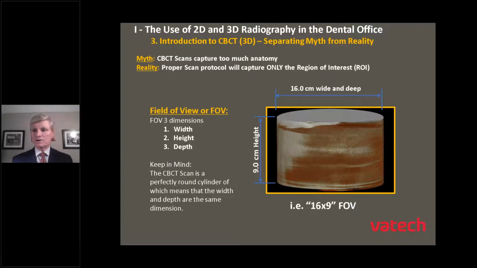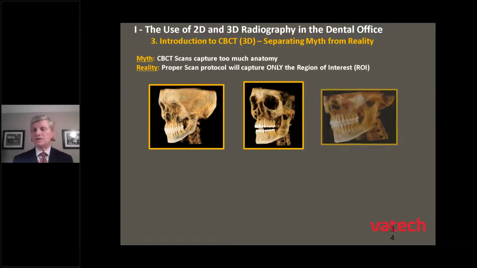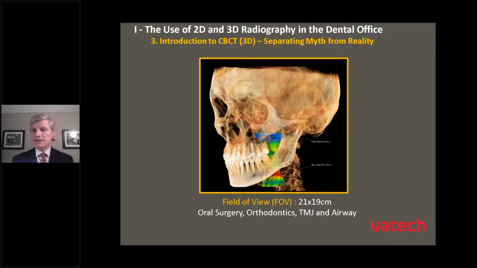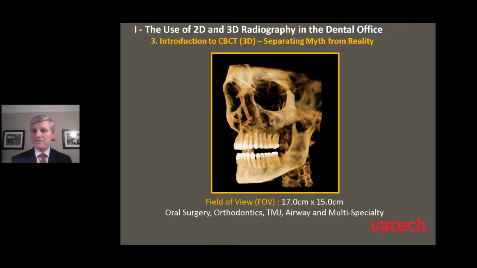So when we talk about a scan, the first number, at least as far as our product line, is always going to be the width and depth, and the second number is always going to be the height. Let's take a look at some of the options we have available and what would be applicable for your practice. Looking at a 21x19 with our premium device, certainly relevant for a large cranium scan for oral surgery, orthodontics, TMJ, and certainly for airway as well. 17x15, again, certainly applicable for oral surgery, orthodontics, TMJ, airway, and certainly a multi-specialty office as well.